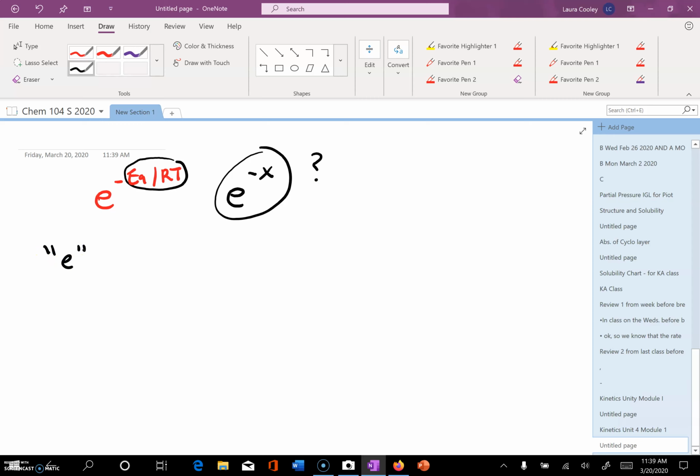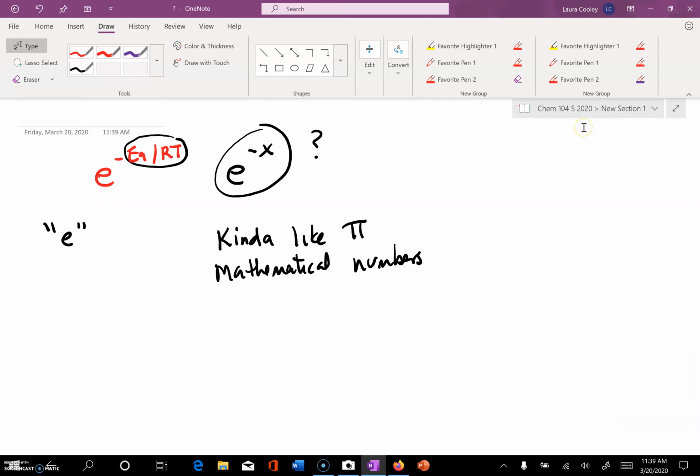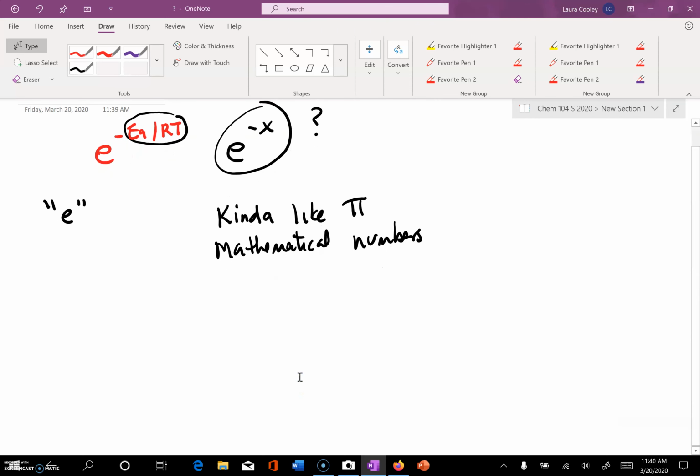E is one of those mathematical numbers, sort of like pi, right? It's not at all pi, but it's one of those mathematical numbers that comes out of some pretty mysterious stuff that we don't need to go into. But just like pi, everyone knows what pi is, right? 3.1415926, blah, blah, blah. E is actually approximately equal to 2.72, although it keeps going, okay?